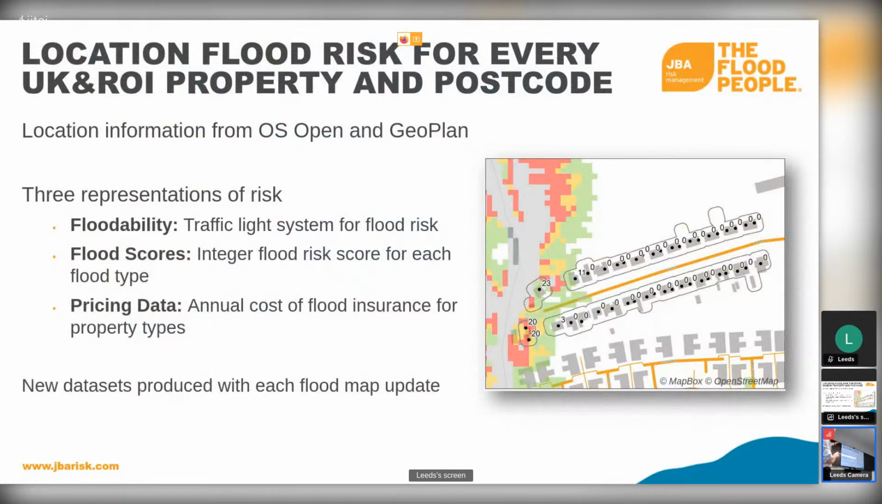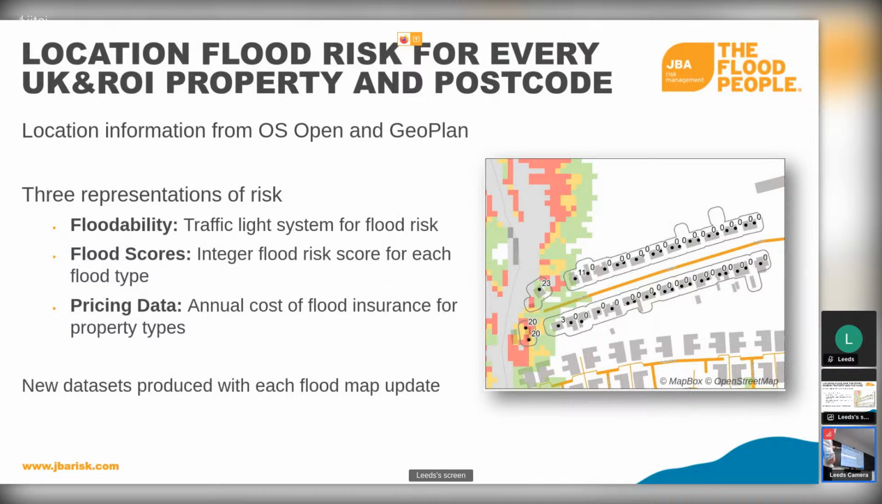So in the UK, we've produced this data set for more than 10 years now. And what we would do is we would take location information, say OS Open UPRNs or GeoPlan, and we run those locations across our maps and pre-calculate the flood risk for every property or postcode in the UK. And we have different representations of flood risk suitable for different end users.